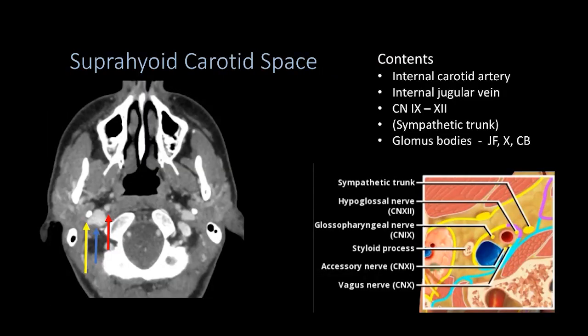So in the suprahyoid carotid space, in addition to the carotid artery and the internal jugular vein, we're going to have the 9th through 12th cranial nerves. The sympathetic trunk technically isn't in the fascial lining of the carotid space, but we know that it's located immediately medial to the carotid artery. And then remember that those glomus bodies are found along the jugular bulb, the vagus nerve, and the carotid bodies. So here's our smaller, more medial internal carotid artery, the more lateral and larger internal jugular vein, and then our anatomic landmark of the styloid process.